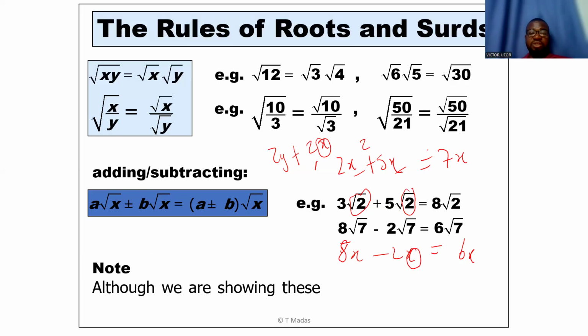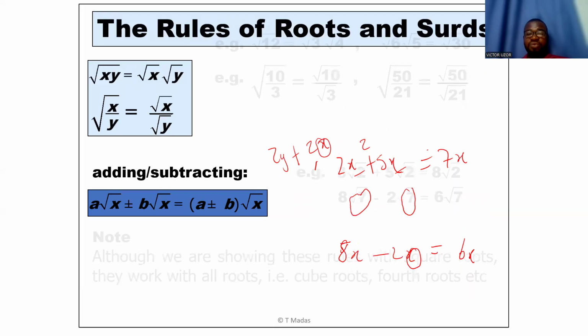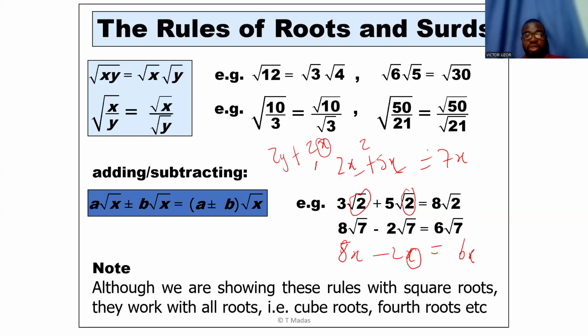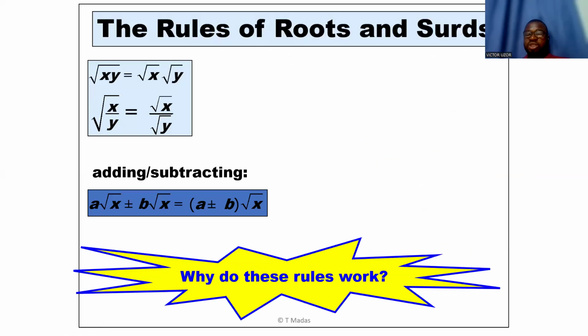So note that although we are showing this with square roots, they are likely going to look different in another way. It can also be cube roots, but mostly in surds, you are going to be seeing it in the form of fourth root and cube root and so on. Okay, now let's move on quickly.